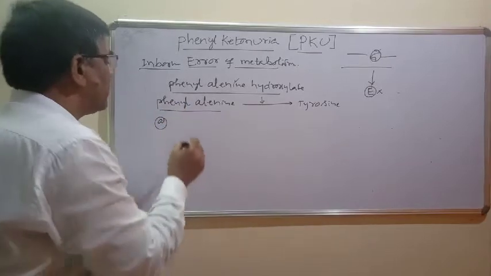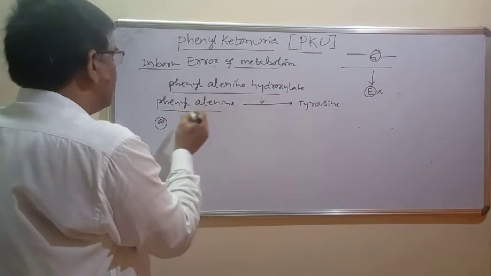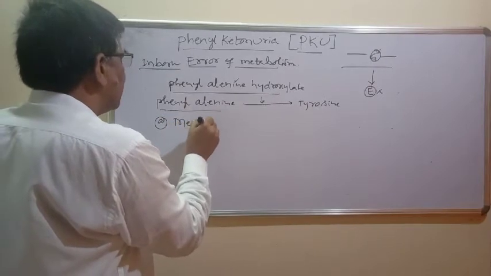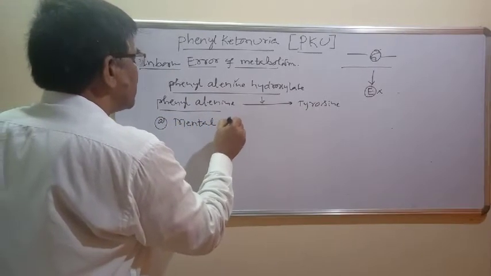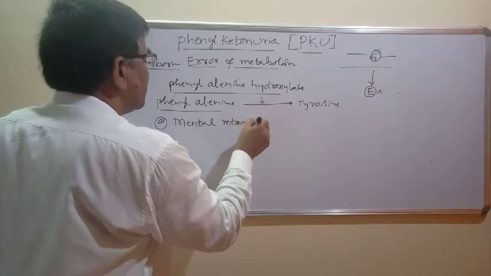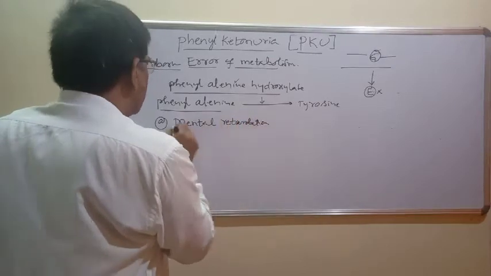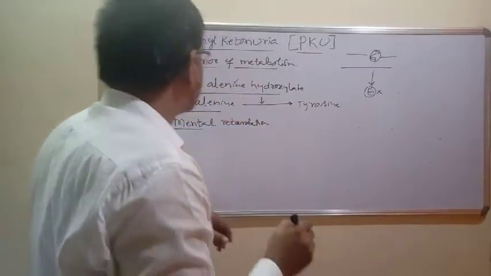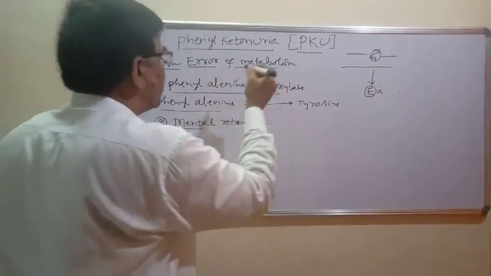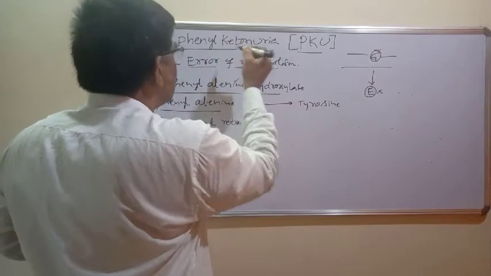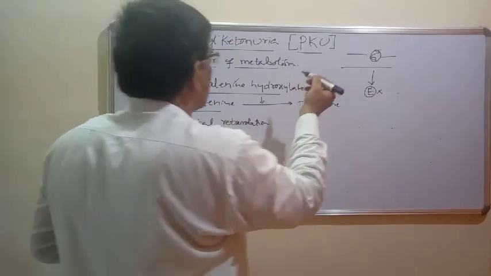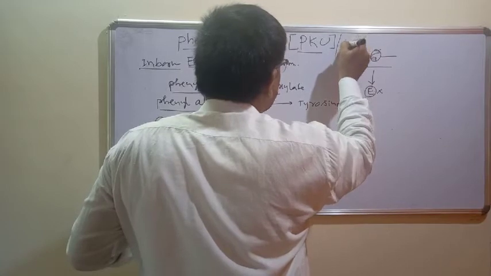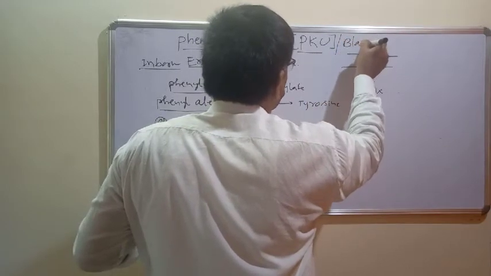Accumulation of phenylalanine and its derivatives leads to mental retardation. The excess phenylalanine which is accumulated gets excreted through urine, and when the urine comes outside and reacts with atmospheric moisture or oxygen, it turns black. Therefore some people call it black urine disease also.